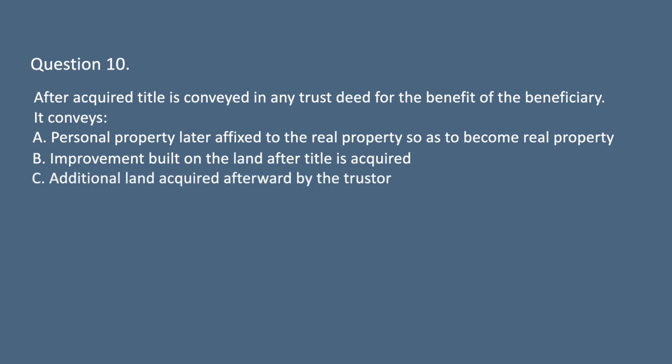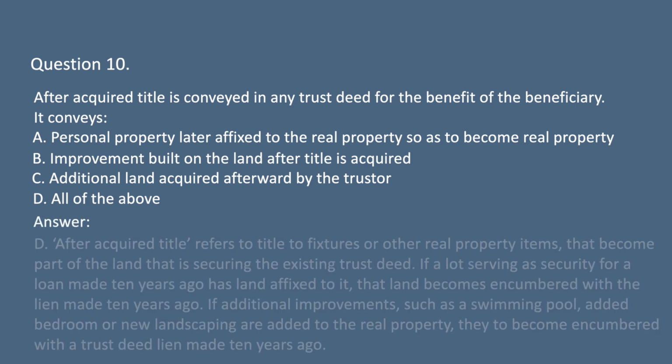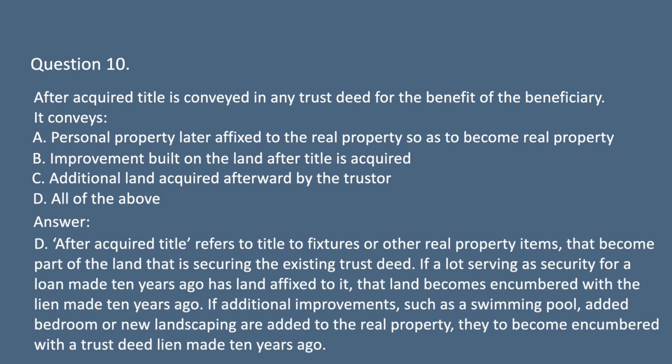additional land acquired afterward by the truster. D. all of the above. Answer: D. After acquired title refers to title to fixtures or other real property items that become part of the land that is securing the existing trust deed.